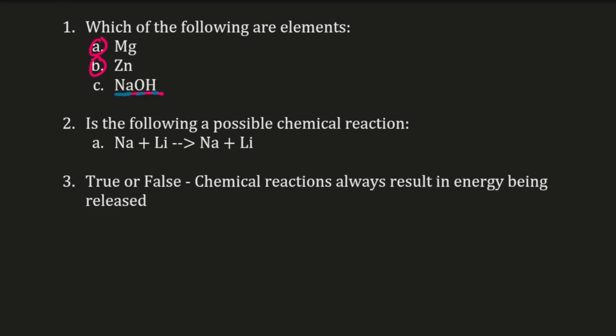Question number 2 is: is the following a possible chemical reaction? So we've got Na plus Li, so sodium plus lithium goes to sodium plus lithium. And one thing that you do need to know about chemical reactions is that there's always a new substance being formed, at least one new substance. In this case, we don't have any new substances. It's the same substance we started with, so it's not a chemical reaction.